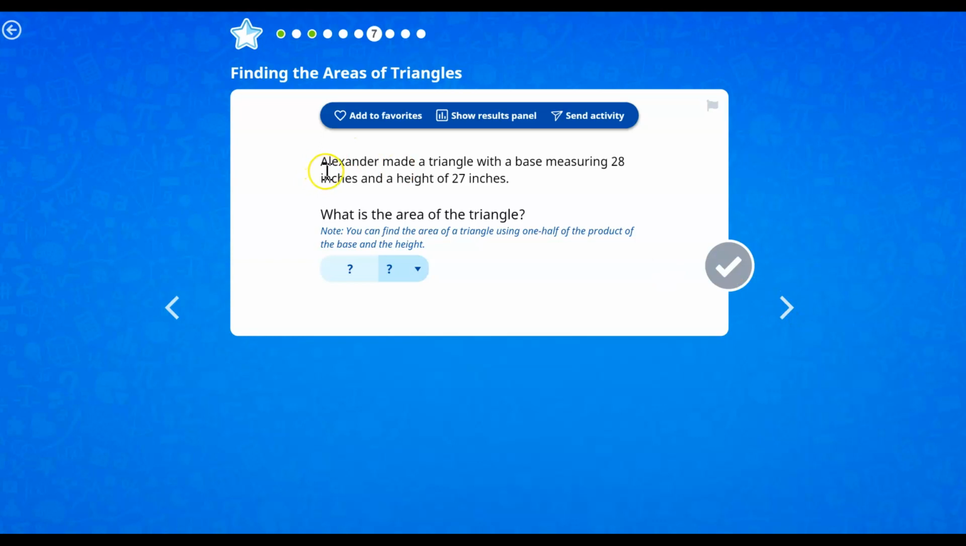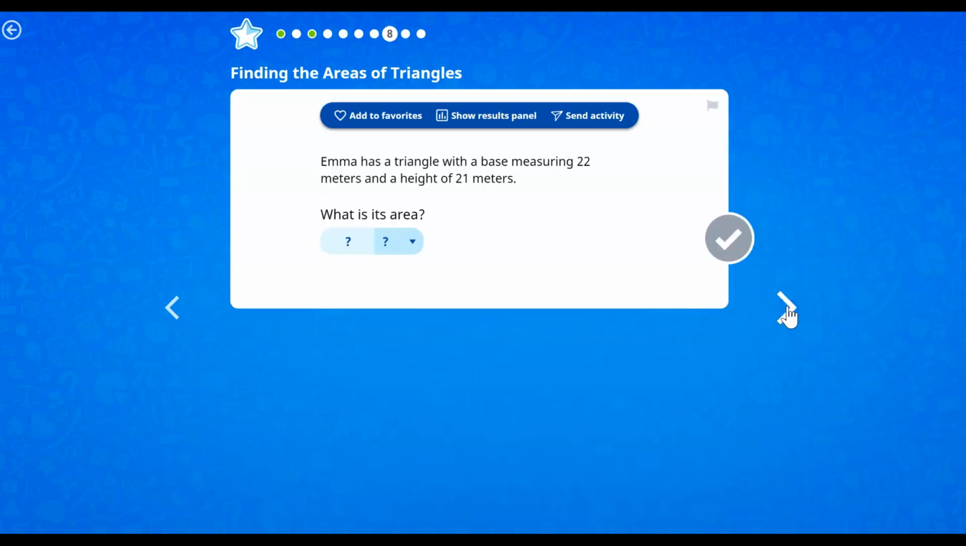Here, you got a word problem. It says Alexander made a triangle with a base measuring 28 and a height of 27. What's the area of the triangle? You're just going to use your area formula. Area equals 1/2 base times height. Multiply those two numbers together, divide by 2. That will get your answer. Basically, similar problem, just without a picture.